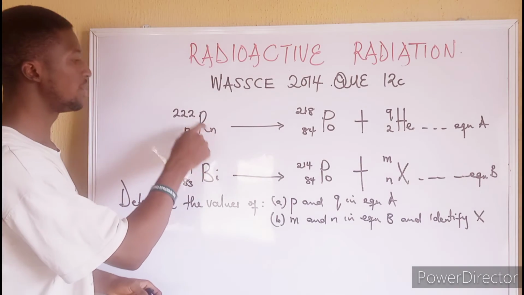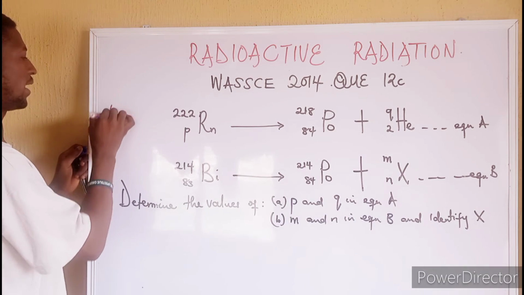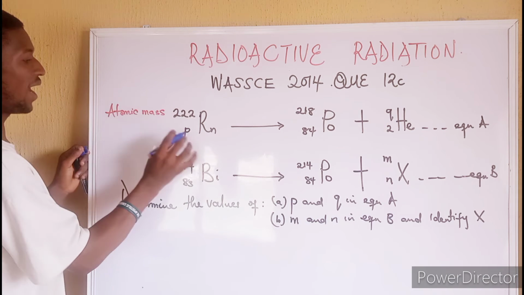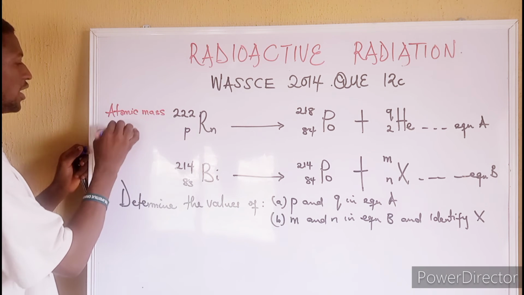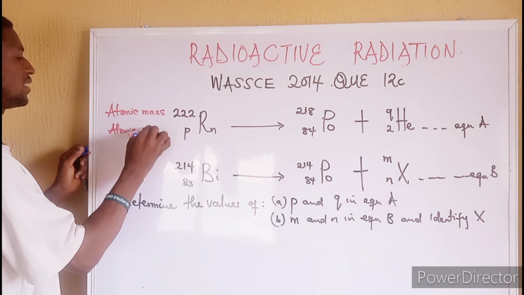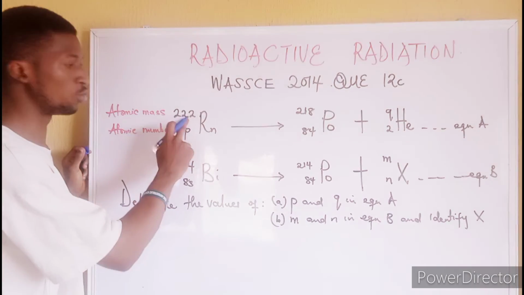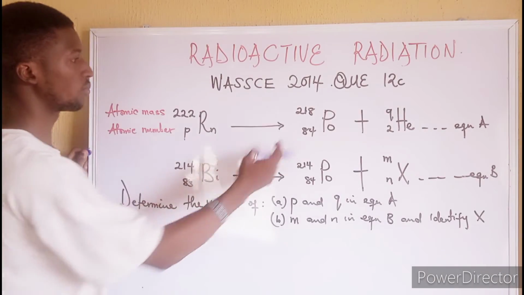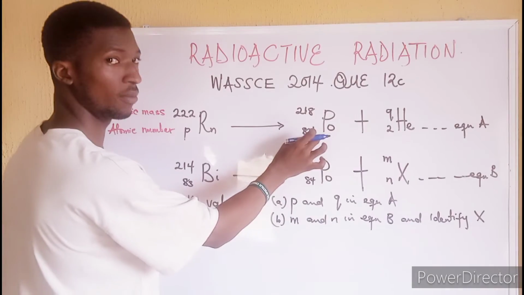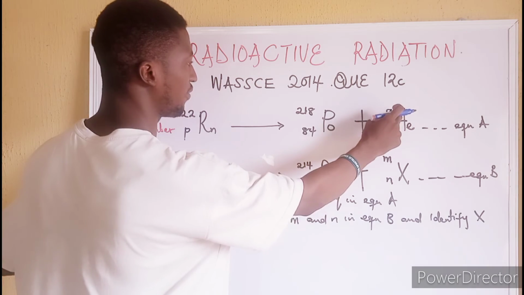Here we have radon, and it is 222, and it's having P. What you have up here is the atomic mass, and what you have down here is the atomic number. So here the atomic mass is 222 and the atomic number is P. For polonium, the atomic mass is 218 and the atomic number is 84. And here you have your helium nucleus and you have Q.